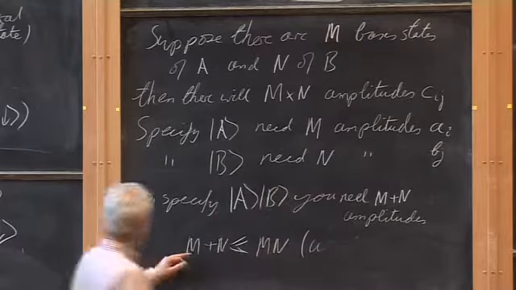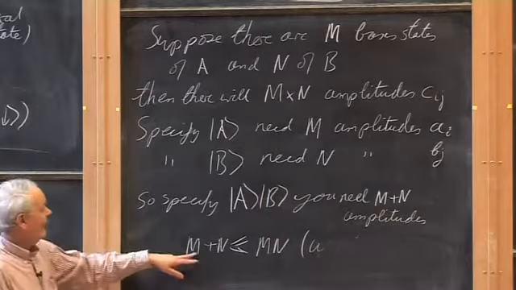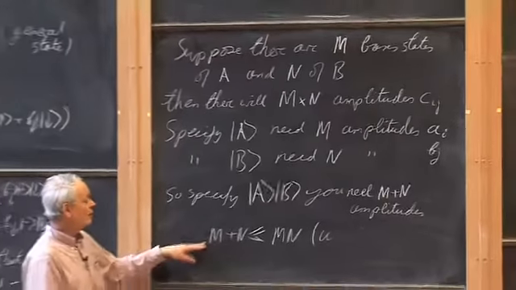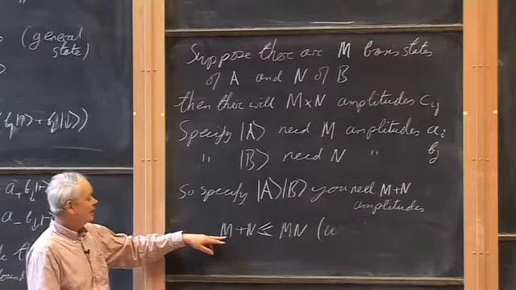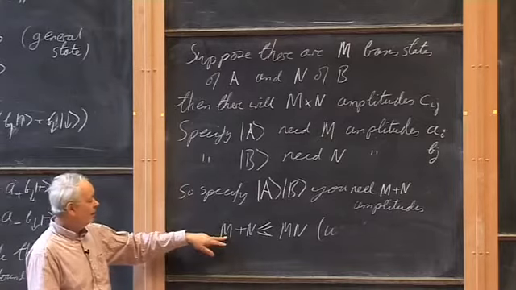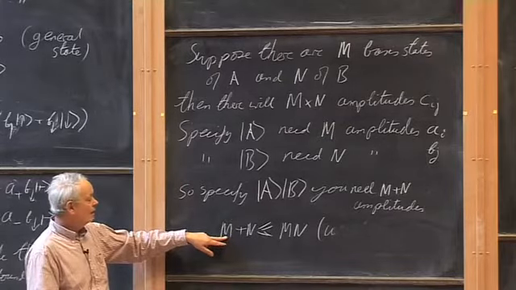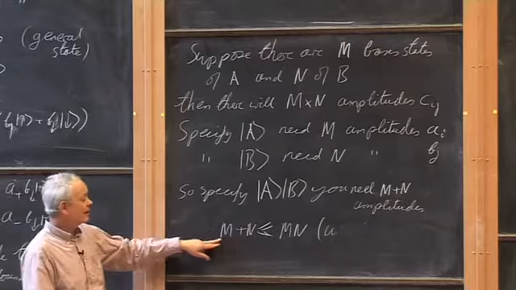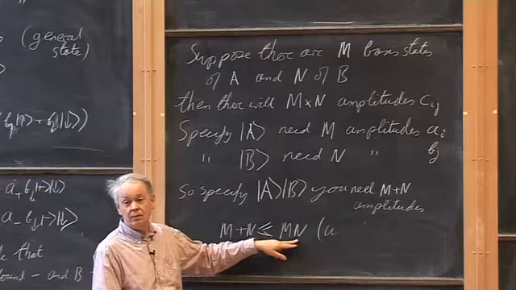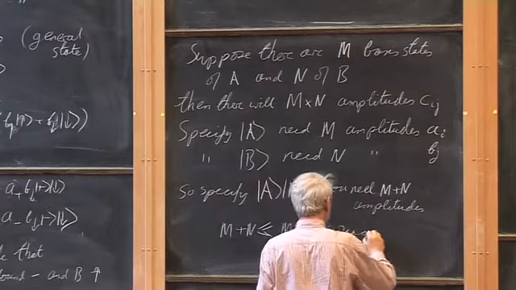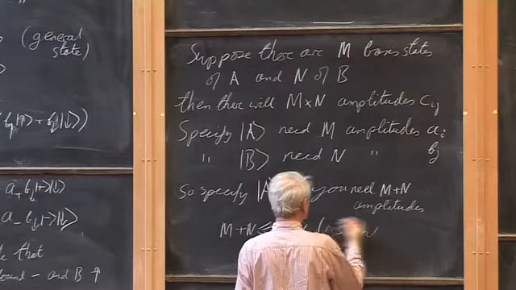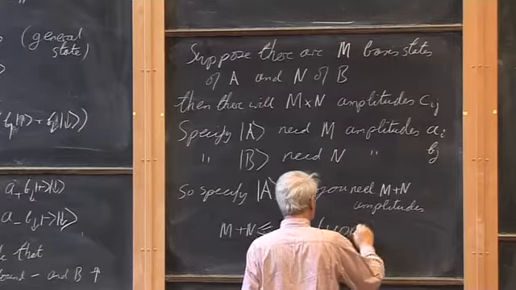In this little example, m was 2 and n was 2, so this number was 4 and this number was 4. But supposing that this number was 8 and this number was 8, then this would be 16 and that would be 64. So usually, most systems are not two-state systems.